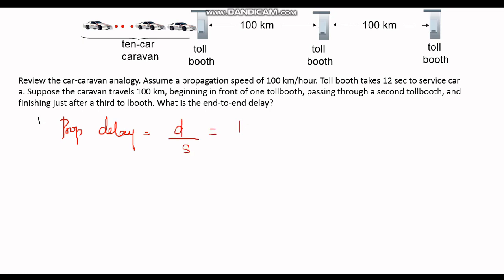So here the distance is given by 100 and the speed is given by 100 kilometers, so we say it is 1. So the propagation delay is 1 hour, and there are two links available. Here is the starting point of a packet and here is the ending point of a packet. So it has to cross two links. The propagation delay for one link is 1 hour, so 2 into 1 is 2 hours.